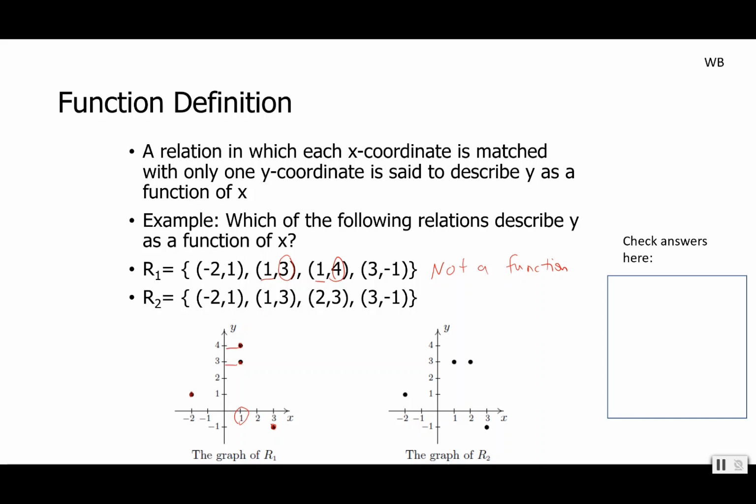Let's take a look at the second relation. We have (-2, 1), (1, 3), (2, 3), and (3, -1). Now this one, we did not repeat any of the first elements, any of the x values, so we really don't have to worry about it. We could repeat the first element and write another ordered pair (3, -1). It would be kind of superfluous. It's the same point, so we wouldn't typically do it. However, it still would be a function because for the same value of 3 for x, we get the same value of -1 for y. So that one, no matter what, is a function.